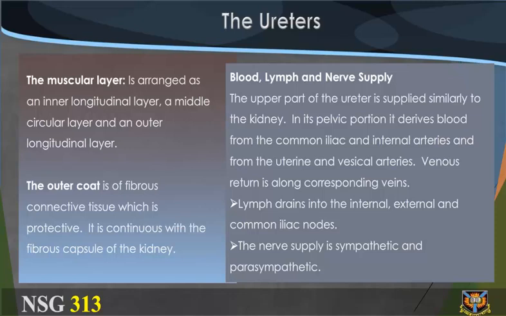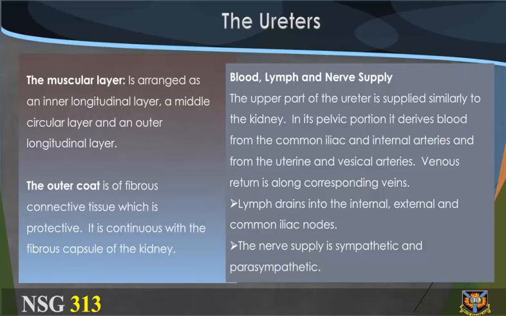The ureters. The muscular layer is arranged as an inner longitudinal layer, a medial circular layer, and an outer longitudinal layer. The outer coat is of fibrous connective tissue, which is protective. It is continuous with the fibrous capsule of the kidney.